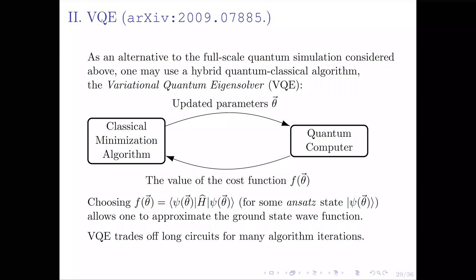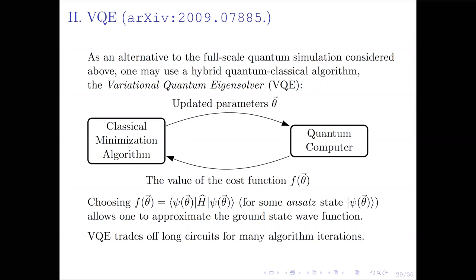So those are hybrid quantum classical algorithms. What does it mean? So you have a classical computer, which is basically minimizing a certain function, the cost function. And the quantum computer is used to evaluate this function for each set of parameters. So you have sort of a gradient search, and in each point, you use the quantum computer to evaluate the value of this function. Now, if we choose this function to be the expectation value of the Hamiltonian in a certain ansatz state, then the variational theorem tells us that the absolute minimum of this function corresponds to the ground state of the Hamiltonian.